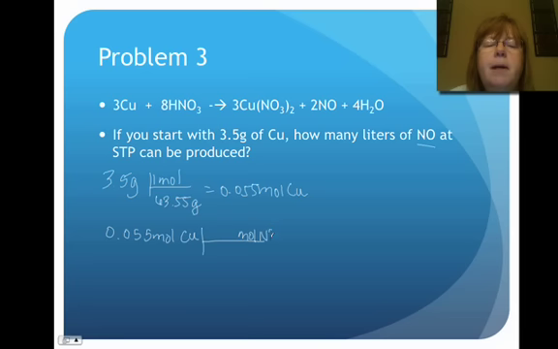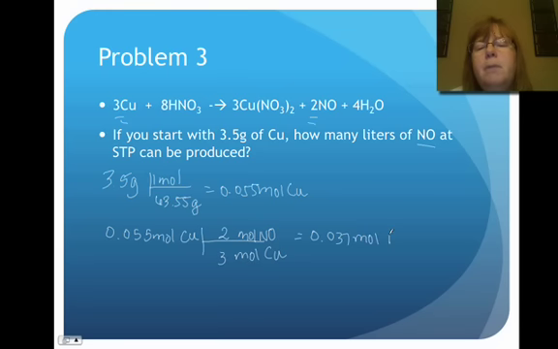Moles of nitrogen monoxide goes on top, because that's what we want. Moles of copper go on the bottom. Our balanced equation shows 2 to 3. So 0.055 times 2 divided by 3 gives us 0.037 moles of nitrogen monoxide. Now, if this question asked for grams, we would multiply by the molar mass. But it's asking how many liters of this gas at STP.